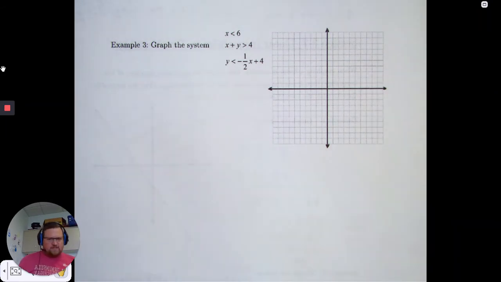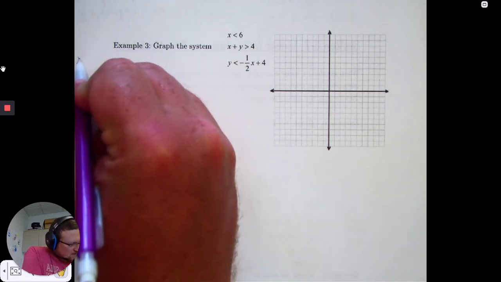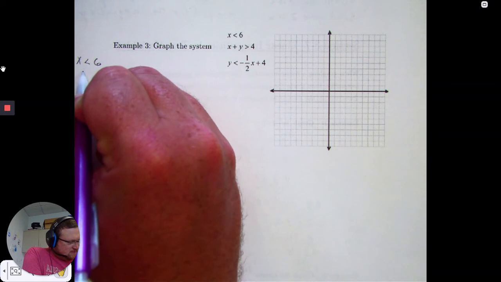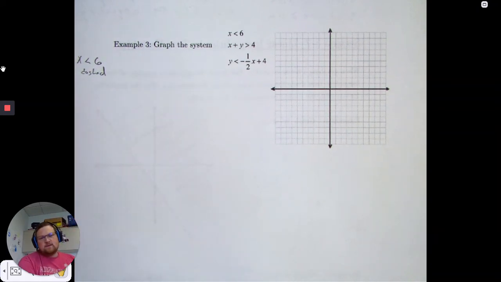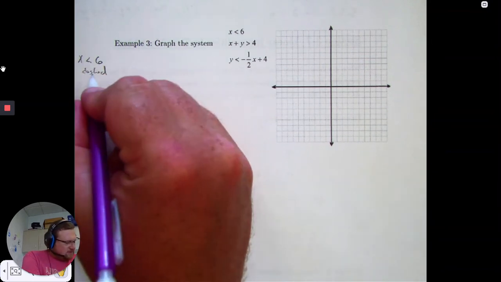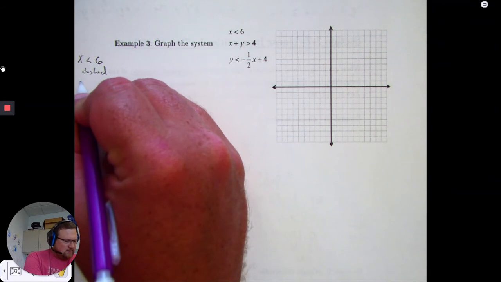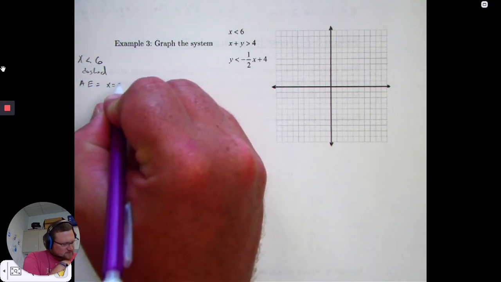Okay, so let's start with our first one. We have x is less than 6. So this is less than, which means it's going to be a dashed line. So we know that right away. Our associated equation is going to be x equals 6.